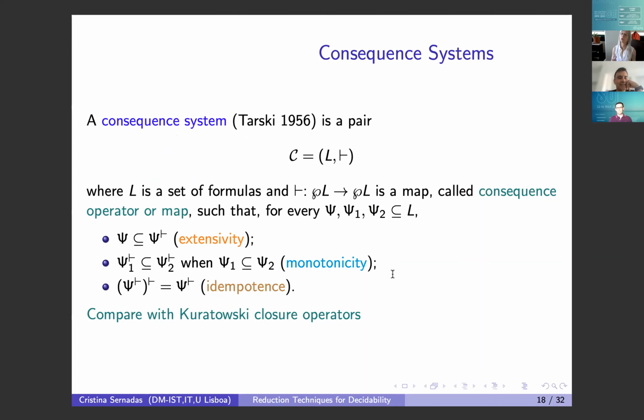Now, let's go towards saying something about deductive decision problems. The right environment for studying these are consequence systems. A consequence system was a notion introduced by Tarski in '56. Basically, a consequence system is just a pair. You again have the language, and then you have a consequence operator that associates to a set of formulas the set of formulas that are consequences of that set. And this consequence operator has certain properties: it is extensive, it is monotonic, and it is idempotent.